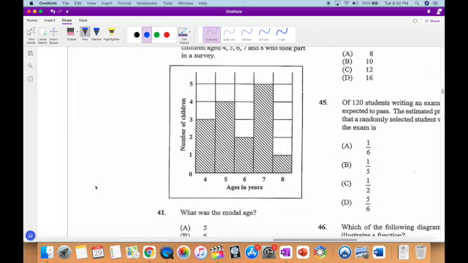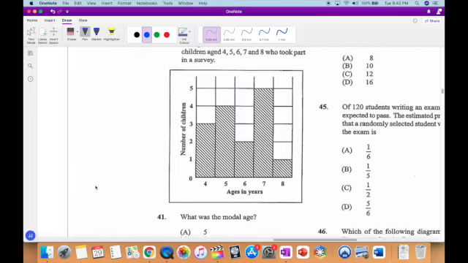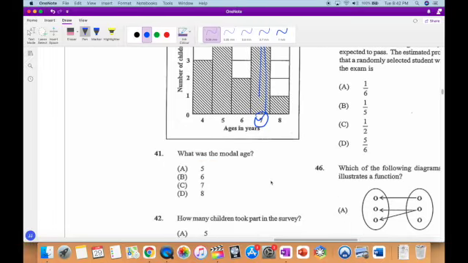So now we're talking about some statistics here. What was the modal age? When you see mode, you want to think about most popular. So the modal age, which is the age that was most popular, definitely has to be age 7. Age 7 had the most amount of kids and was therefore most popular.